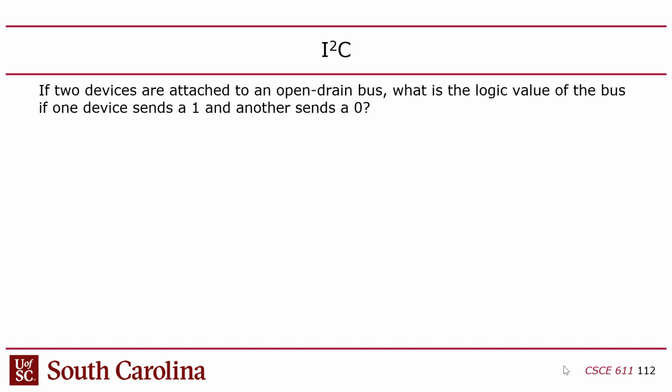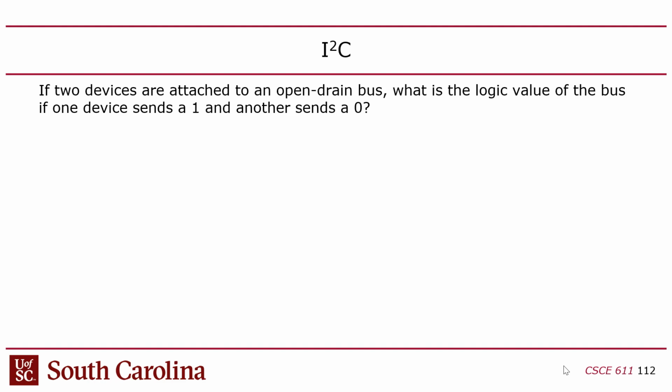Okay, so a couple questions here. If 2 devices are attached, what's the logic value? I've already explained this, but I explained it in sort of a roundabout way. What's the logic value if one device sends a 1 and another one sends a 0? So we have a conflict. I'm trying to send a 1, someone else is trying to send a 0. Well, like I said, devices don't actively have to send a 1. If they do nothing, they're effectively sending a 1, right? Because all they can do is pull the bus down, right?